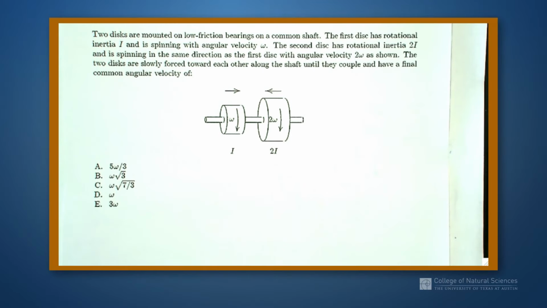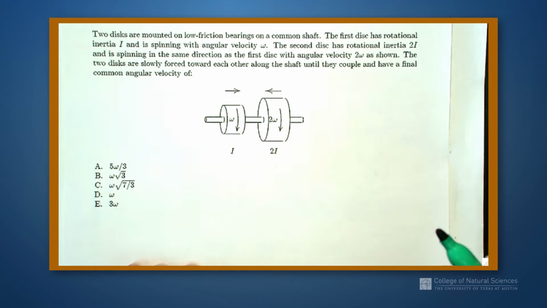So this question has a lot of words in it, but let's read it through together. It says two disks are mounted on a low friction bearing on a common shaft. The first disk has a rotational inertia I, spinning with omega. The second disk has rotational inertia 2I and is spinning in the same direction as the first disk with 2 omega. The two disks are forced together until they couple and have a final common angular velocity of what?